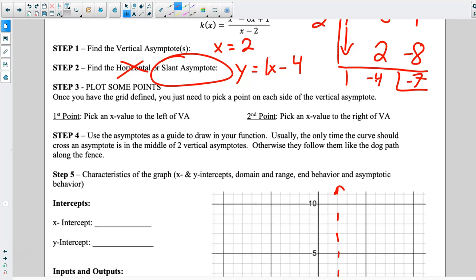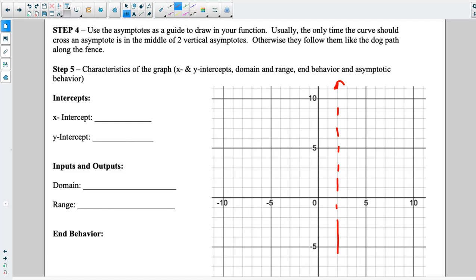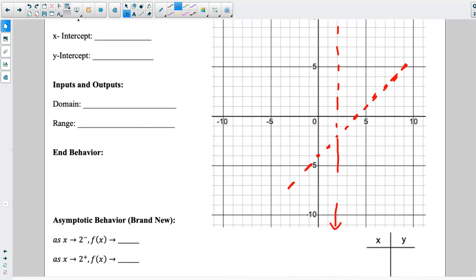Y-intercept is -4, so I put a dot right there. My slope is 1, which means I'm going up 1 to the right 1 repeatedly. So I'll put some dots in to do that. You could even do dashed lines, so then you don't have to go back. Yeah, that is our slant asymptote.